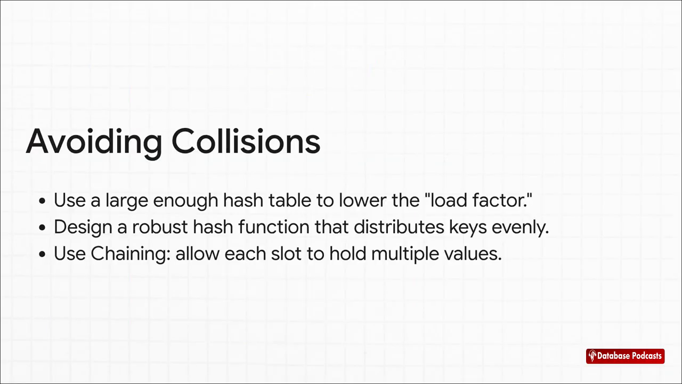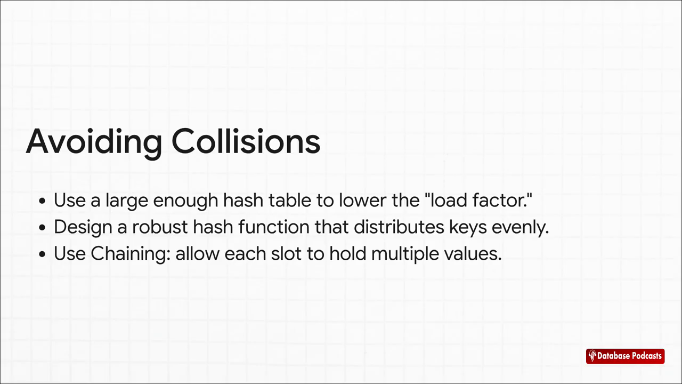So how do we deal with this? Well, there are a few key strategies. First, you just make your hash table big enough so there's plenty of empty space, which lowers the odds of a collision. Second, you design a really smart hash function that does a great job of spreading the keys out evenly. And third, you plan for collisions with a clever trick called chaining.